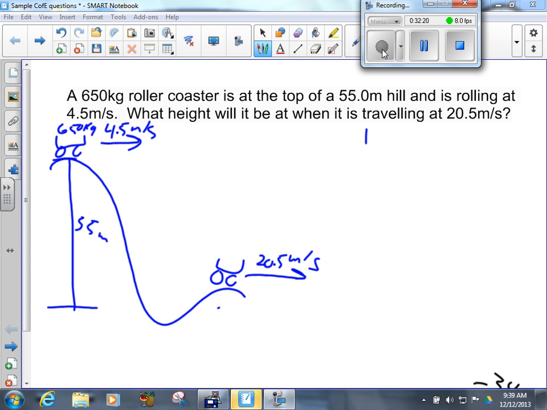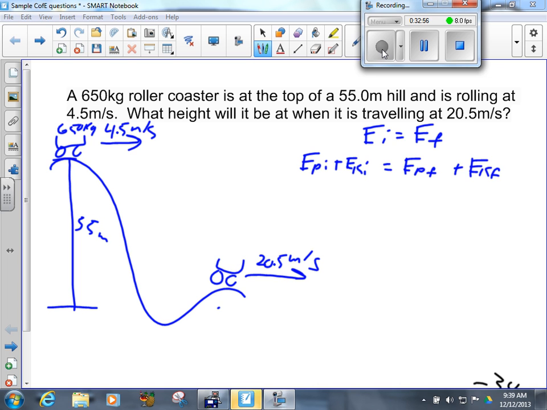Here's what we know. There is no mention of work or force in this question. Therefore, the energy is not changing between A and B. Everyone follow me there? I've told you time and time again that a roller coaster is an example of the law of conservation of energy, and you should always know how to start one of those questions. So EI equals EF, which means the initial potential plus the initial kinetic equals the final potential plus the final kinetic.